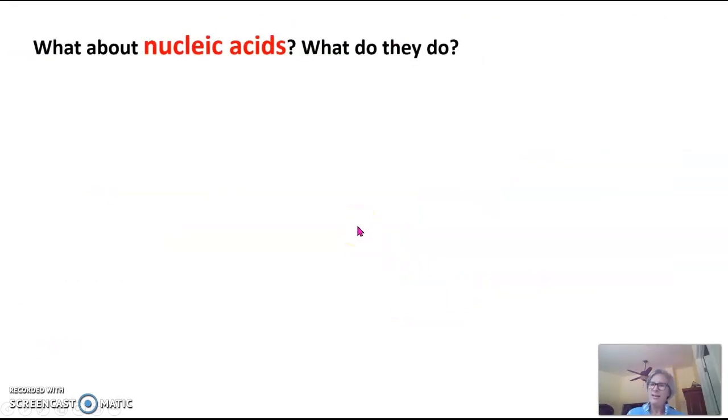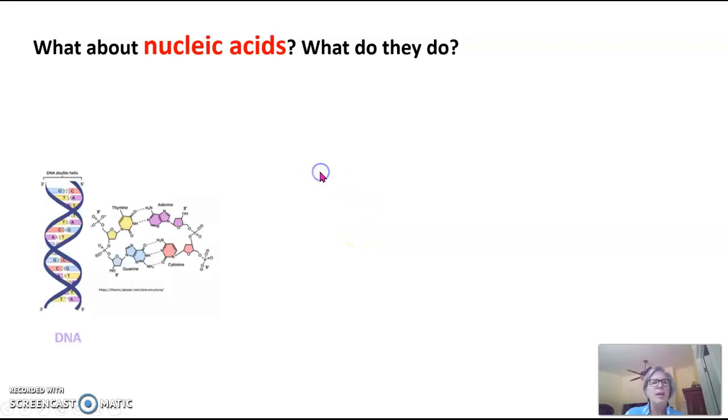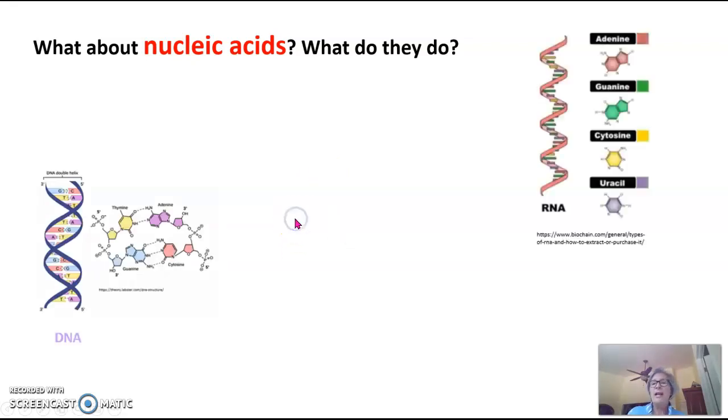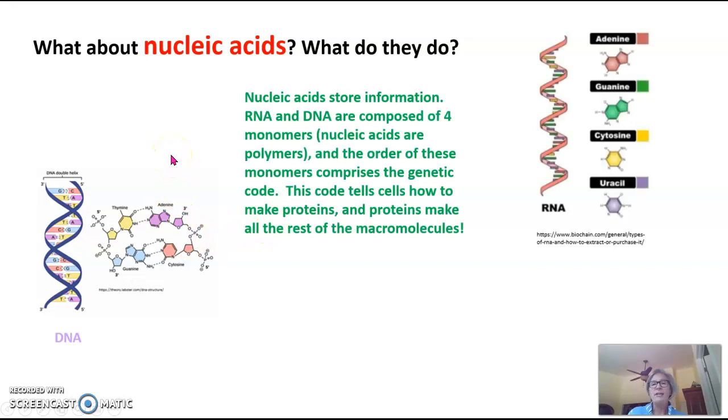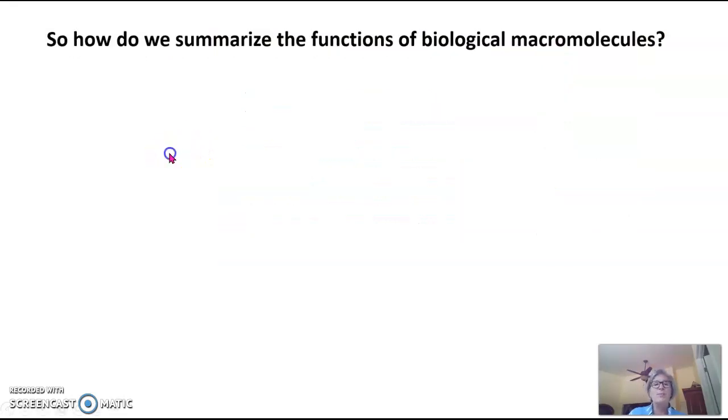So what about nucleic acids? I haven't talked about them yet. What do they do? So nucleic acids include DNA and RNA, and nucleic acids store information. RNA and DNA are composed of 4 different monomers. They're polymers. The monomers for DNA are A, C, G, and T. The monomers for RNA are A, C, G, and U. The order of these monomers comprises the genetic code, and this code tells cells how to make proteins. Proteins then make all the rest of the macromolecules.